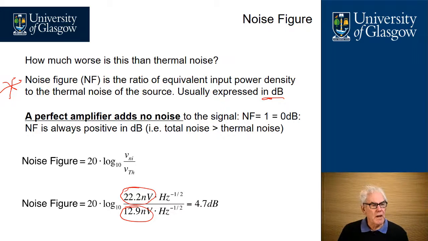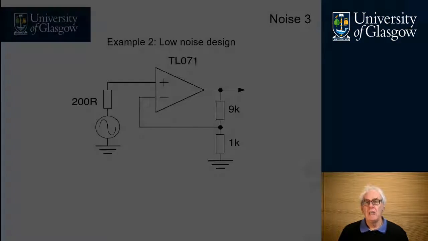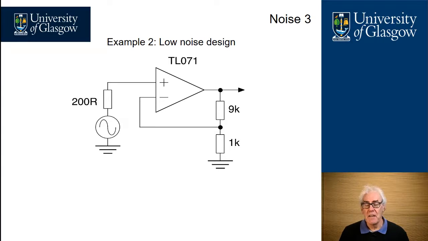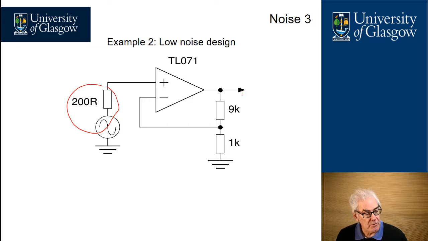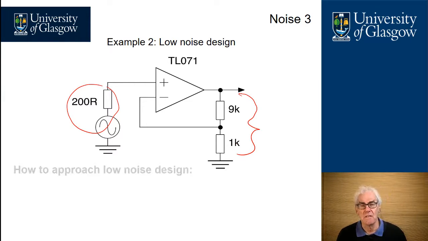We've now looked at the basics for how we do low noise design. Let's take another example. In this example, we've got a source sensor with a resistance of 200 Ω, and we've got a TL071 low-cost operational amplifier configured as a non-inverting gain of ×10 by using a 9K resistor and a 1K resistor. Let's look at how we do the noise analysis for this circuit.